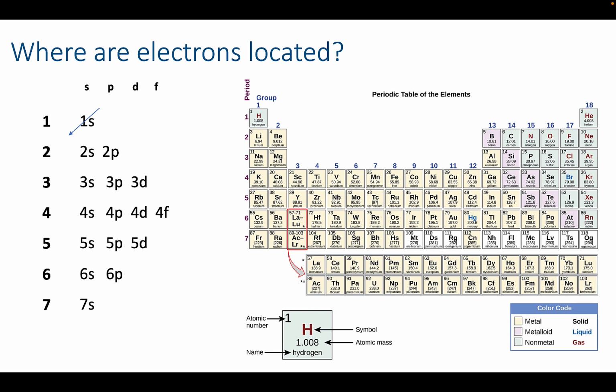This shows that the first electrons are going to go in 1s, the next are going to go in 2s, then we go to 2p, then 3s, and so on. And it may seem like kind of a weird pattern, but this is the way that electrons are going to be filled.